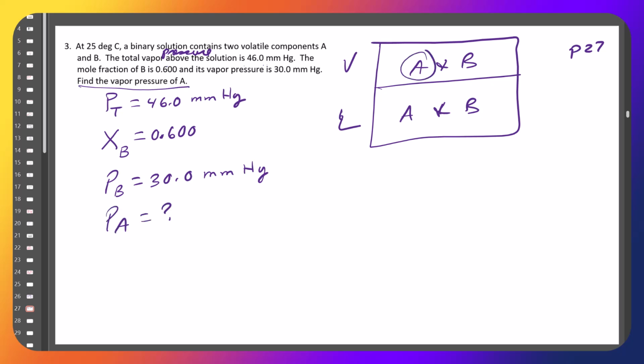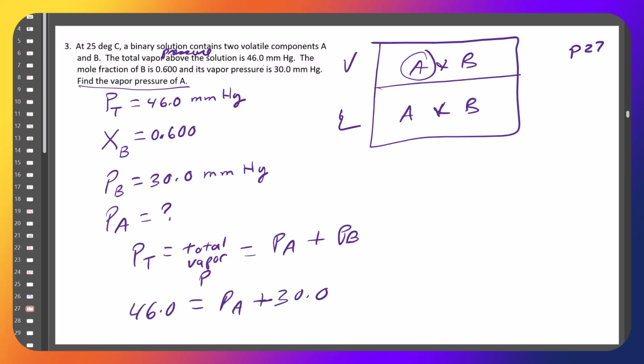Okay. So we could write out Raoult's law, but our total vapor pressure above the solution is just PA plus PB. And that value is given as 46. So in this particular case, we didn't even need to use Raoult's law. We didn't need to use the x's. So it is 46 minus 30, 16.0 millimeters mercury. So this one's pretty simple. And the main idea here is that I didn't give you pure vapor pressure. I gave you the partial pressure of A and the partial pressure of B above the solution, to distinguish between the two.